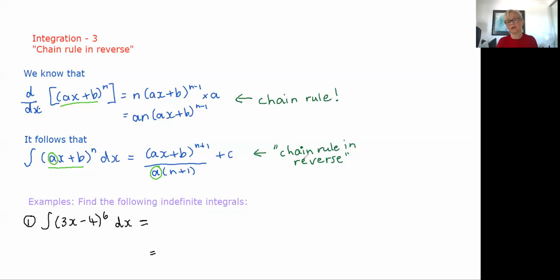I call this the chain rule in reverse because really what you're doing is, up here, using the chain rule, you'd have to multiply by a. So here you're going to divide by a.